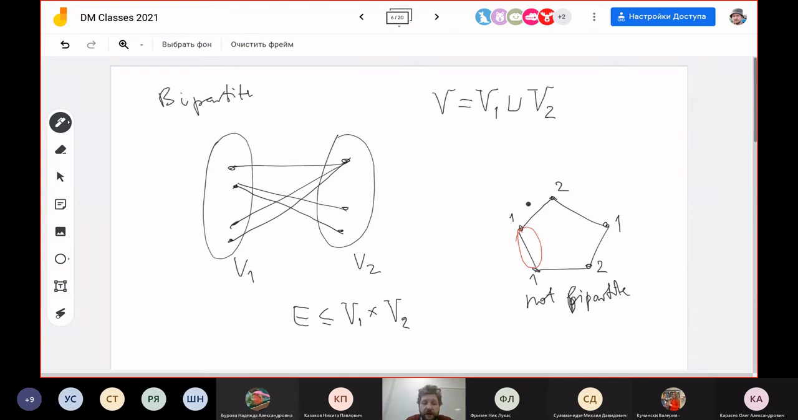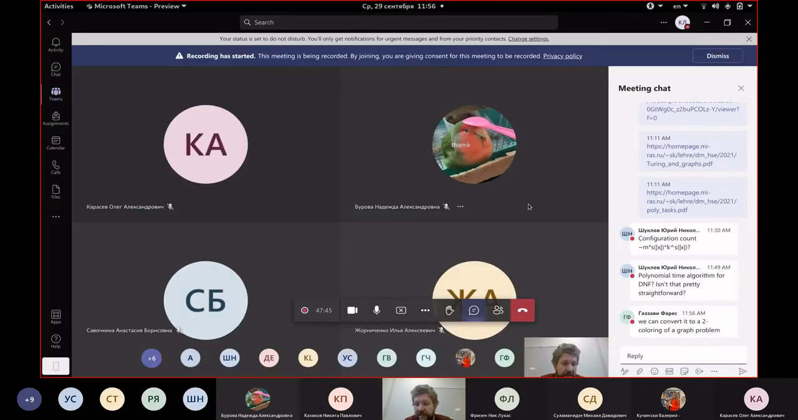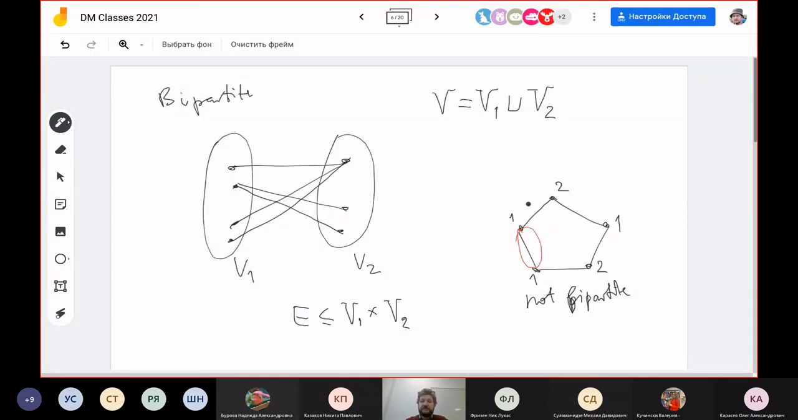And now there's a question for you concerning today's lecture. Actually, our notion of being bipartite is connected to some other notion which we discussed this morning at the lecture. What is it equivalent to? Okay? Yes, you can convert it into a two coloring of the graph. So being bipartite is actually the same as being two-colorable.